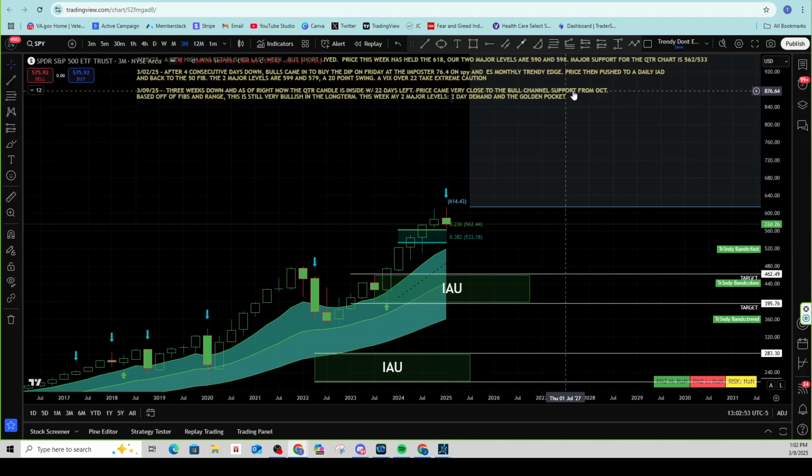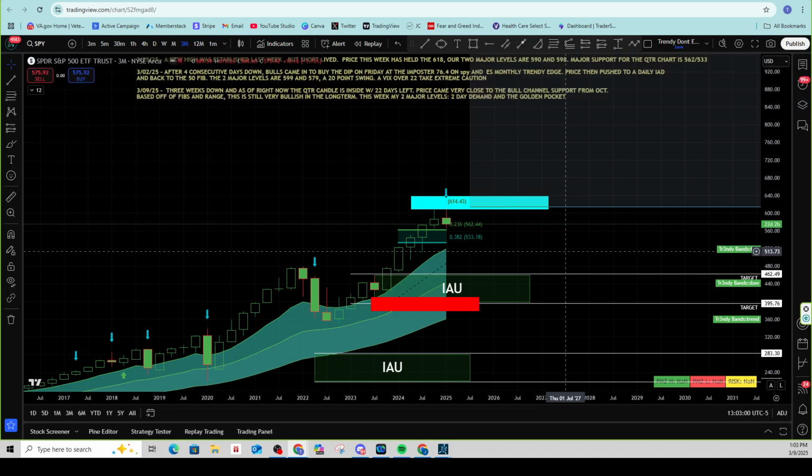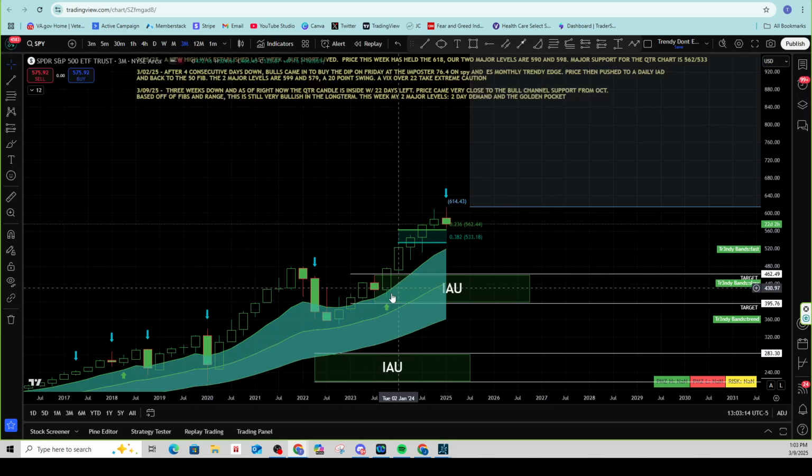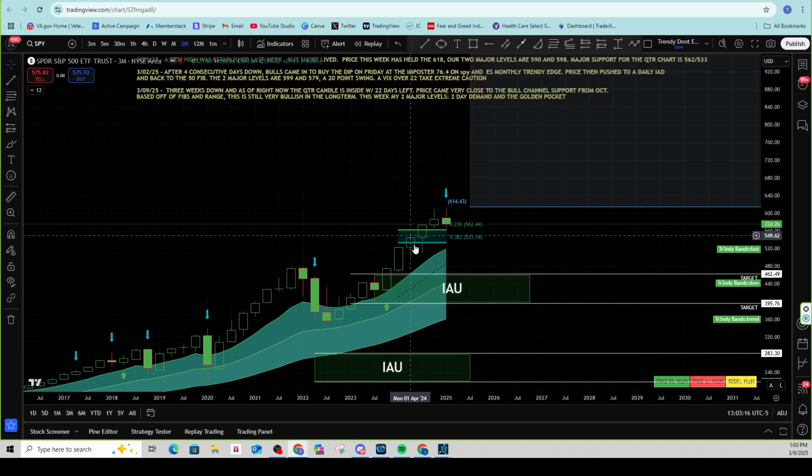Now, one thing to note here is price came very close to the bull channel support from October. Basically, what I'm doing is I'm identifying this trend from October. I'm applying some Fibonacci's and I'm anchoring my coefficients there. And that's where we come up with the 23.6 and the 38.2. Technically speaking, using trendy Fibonacci, this is still very bullish.